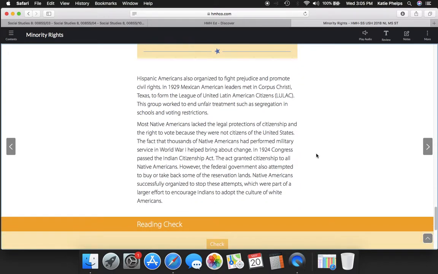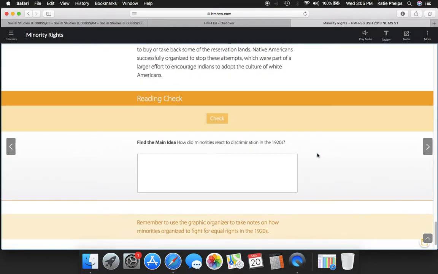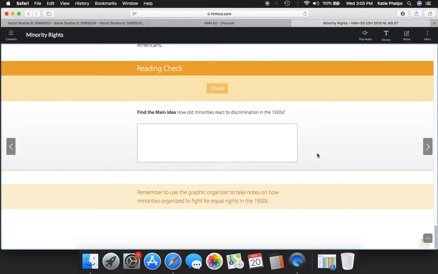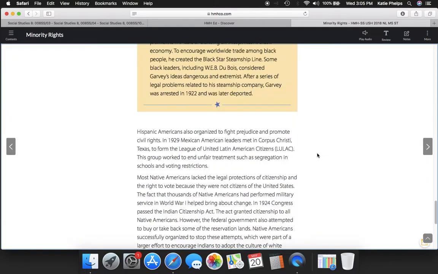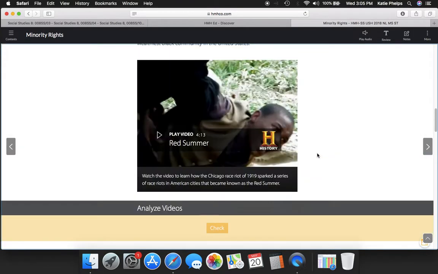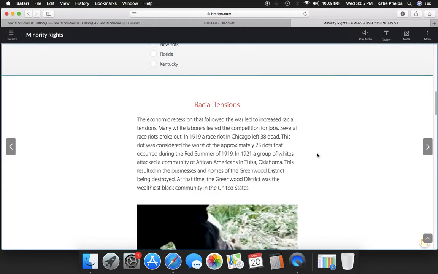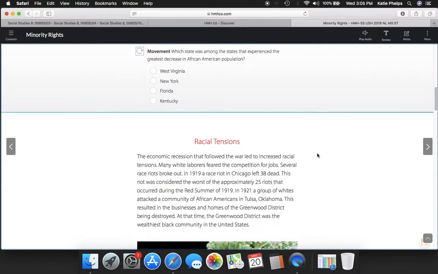Keep going, you'll read about the Hispanics and what they're trying to do to advance their cause, and also Native Americans there at the end. And that is it, actually. You're only reading this one page about those three groups of people and watching the video, and then you can go to the Check for Understanding, and that's it for today.